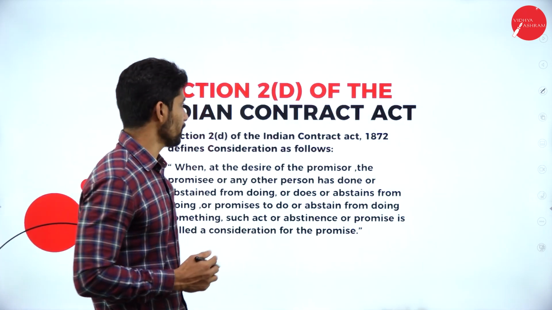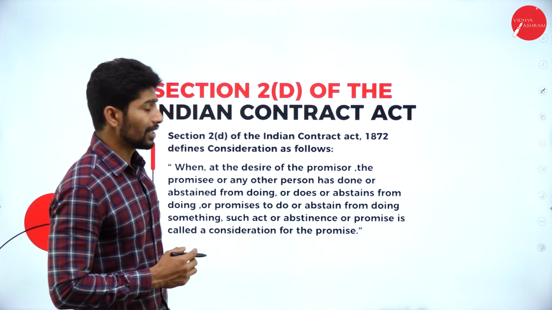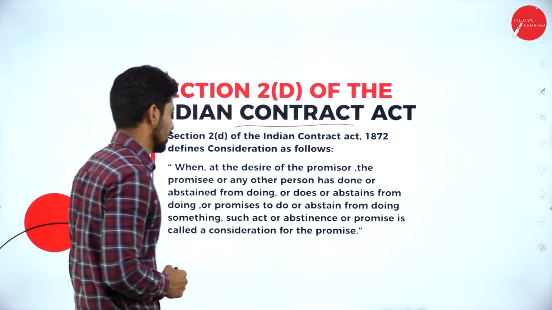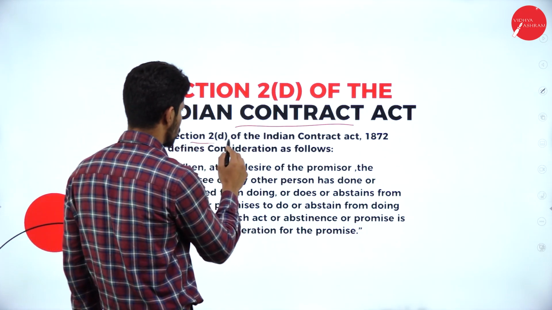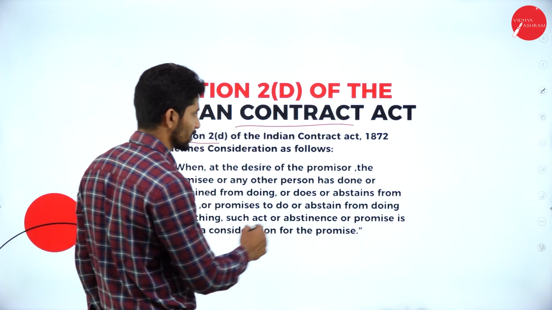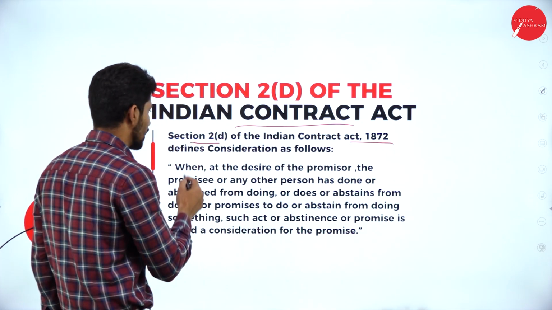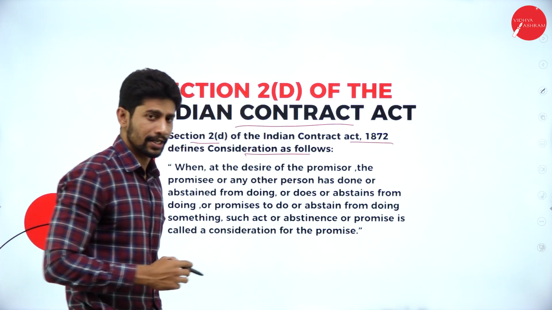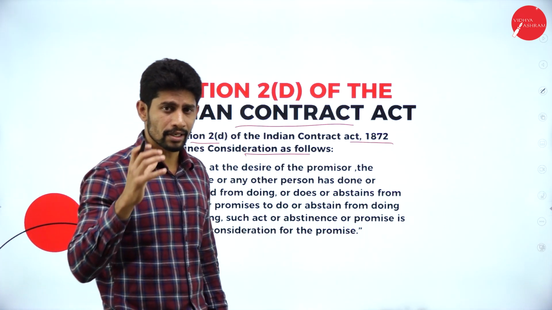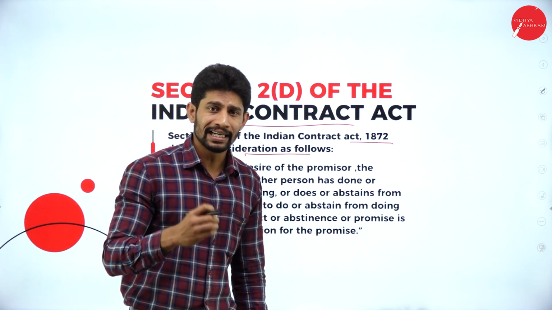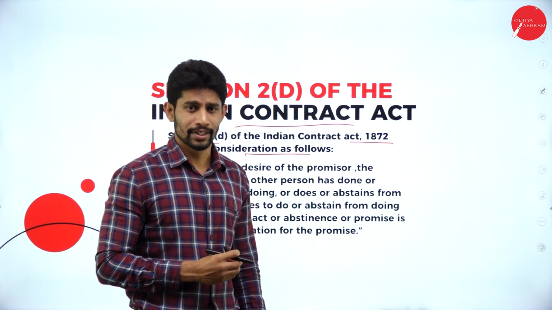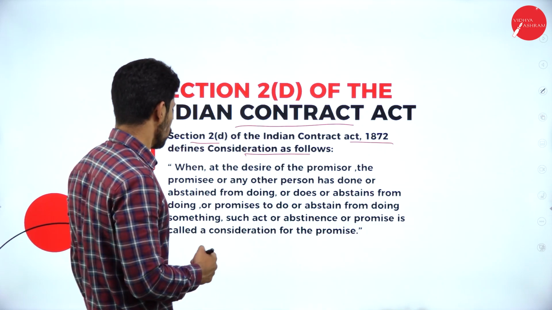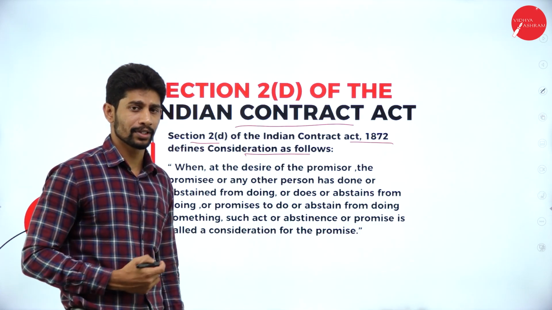So let us move on. Section 2 subsection D of the Indian Contract Act 1872 defines consideration as follows. We have a particular definition under the Indian Contract Act 1872, under Section 2 subsection D. So how does it define consideration?